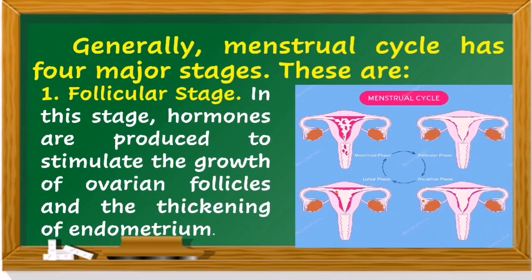Generally, menstrual cycle has four major stages. These are number 1, follicular stage. In this stage, hormones are produced to stimulate the growth of ovarian follicles and the thickening of endometrium. Look at this illustration.